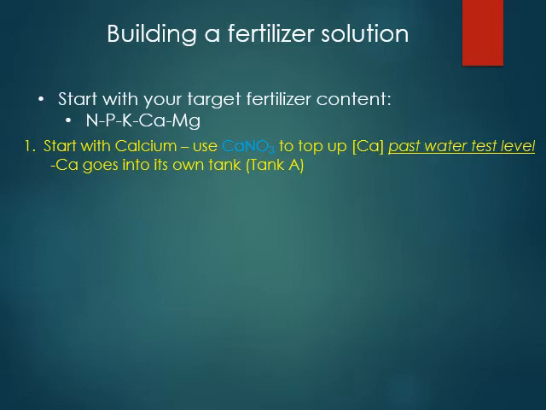So if it says 1 millimole calcium nitrate, then you're going to put a 1 on the input side. The spreadsheet's at the end of the lesson. I'll review that again, but okay, so you start with the calcium component of your fertilizer target, and you put that in under calcium nitrate, okay?